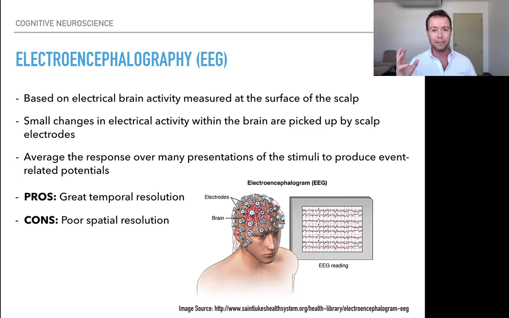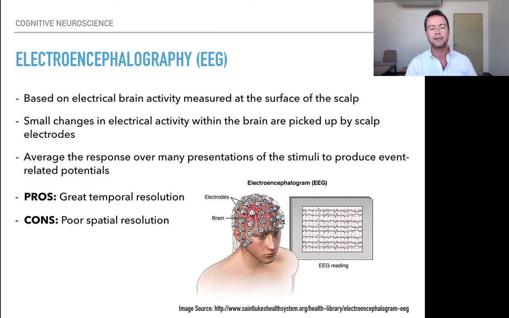Now, if you think about the electrical potential that comes from a single neuron, this is way too small to be detected by EEG. But what EEG can detect is activity from multiple, i.e. thousands or even more than thousands of neurons that are all firing in the same region.